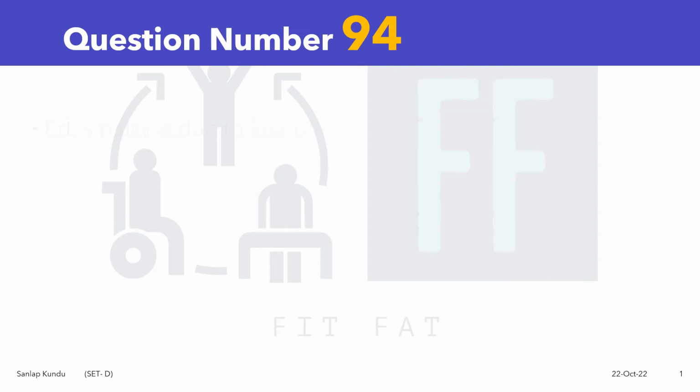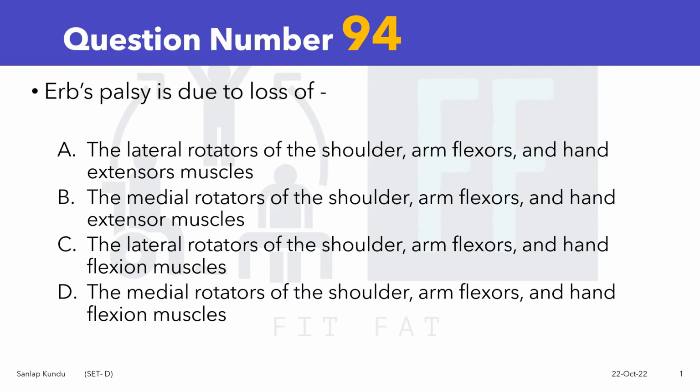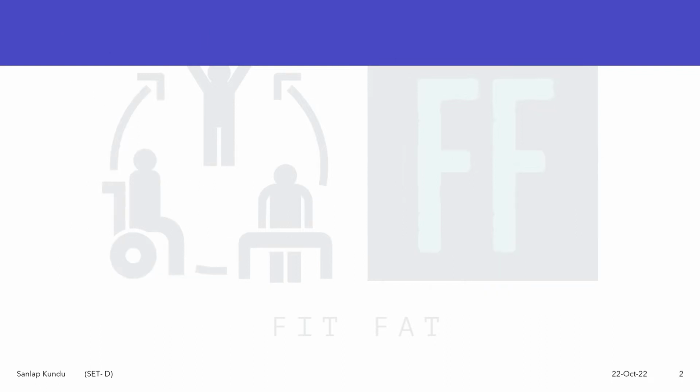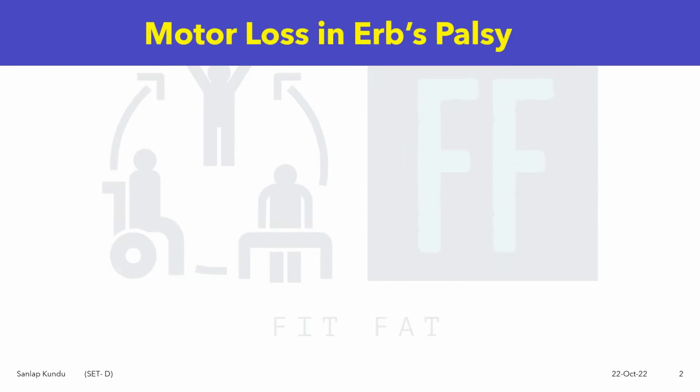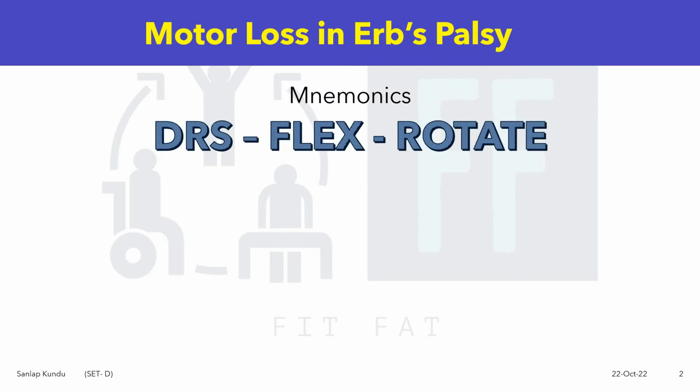Question number 94. Erb's palsy is due to loss of, and the options are these. So to find out the answer, we first need to know the motor loss in Erb's palsy. Now to remember the motor loss in Erb's palsy, I use my own mnemonic, which is dress, flex, rotate.